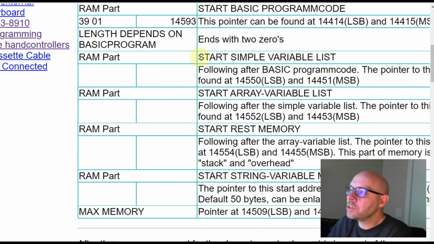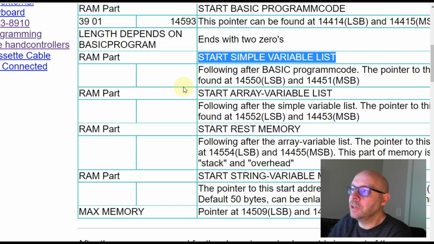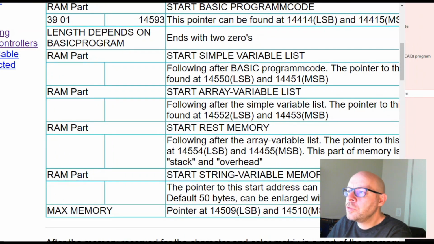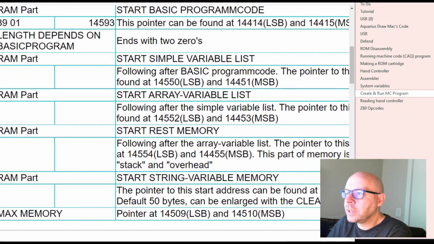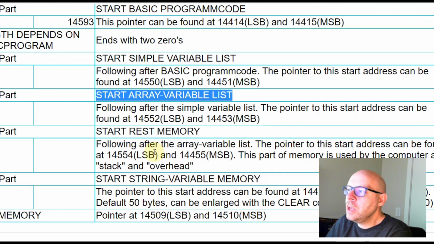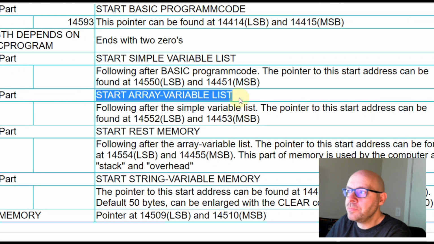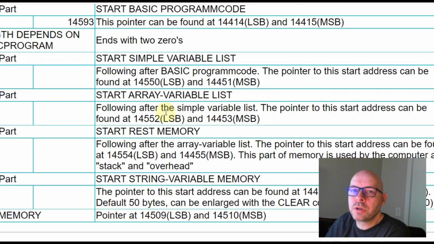It says here the next section is called Start Simple Variable List. So this is where the variables now get stored above where the BASIC program lives in memory. And let me just move this over a bit because we want to take a look at this next section here. So this is the section we're interested in here, the Start Array Variable List. So this is the area in memory where the computer stores array variables.